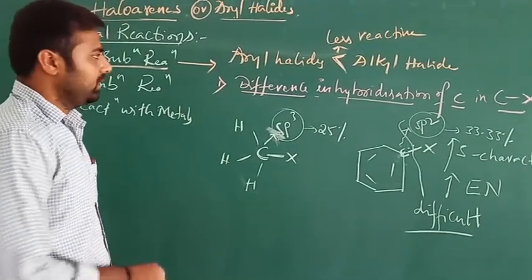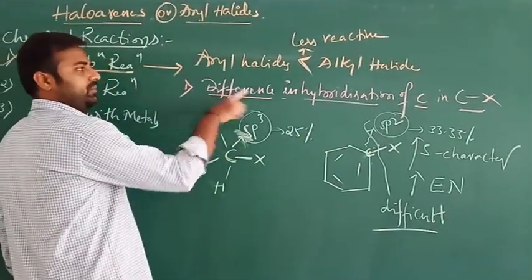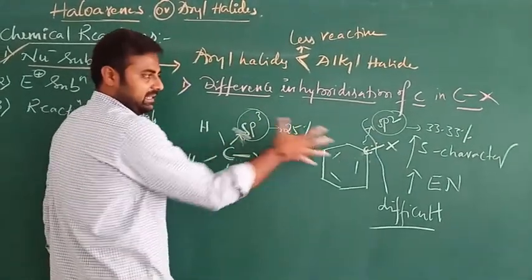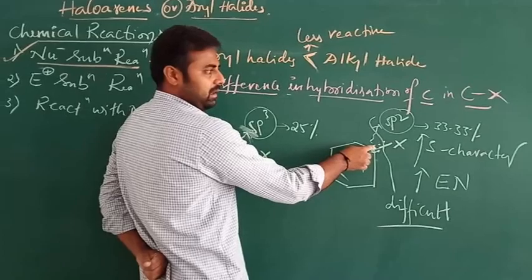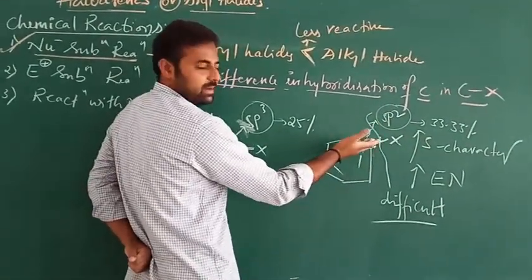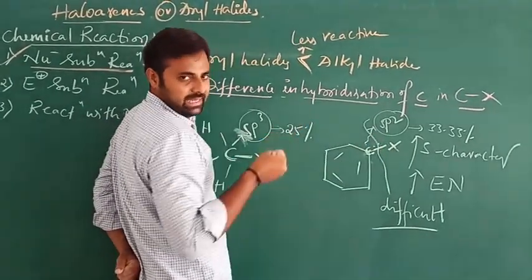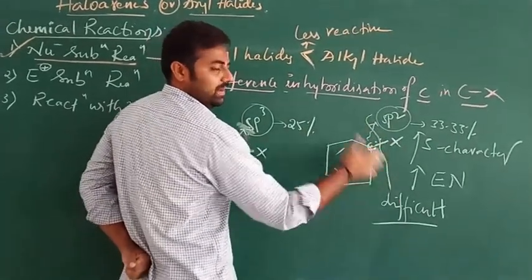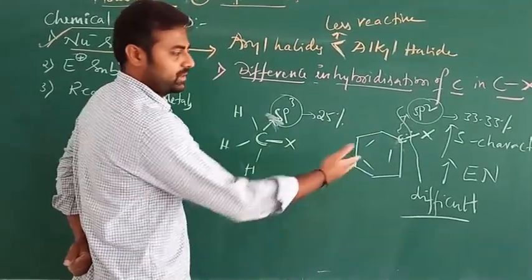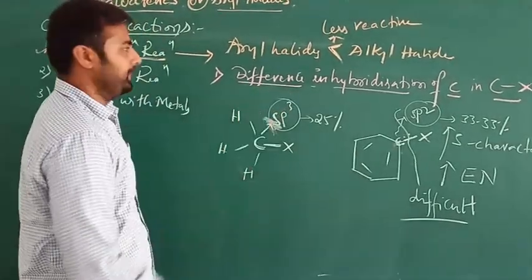I hope you understood. Simple reason. There is sp2 hybridized carbon. So that's why I told you difference in hybridization of carbon. There is sp2 in aryl halide, there is sp3 in alkyl halide. This carbon has more s character. More s character means more electronegativity. That means the carbon can hold the pair of electrons of the C-H bond very tightly, and that's why the cleavage of this bond is very difficult. That's why the reactivity towards nucleophilic substitution reaction is less in aryl halides when compared to this one. This is the first reason.